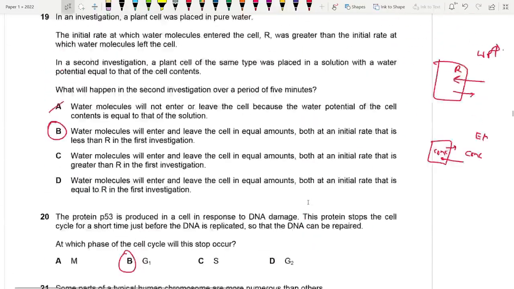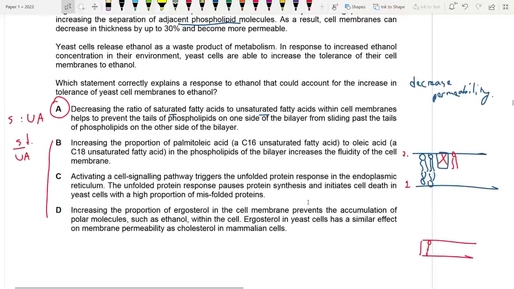Oh, by the way, guys, about 18, C and D don't make sense, right? C and D aren't even in the question. About B, since we've changed a proportion, I read this wrong actually, a proportion of C16, we've changed C16 to C18. If you increase carbon number, fluidity actually decreases. That's why this statement was wrong. Fluidity does not increase, fluidity actually decreases.